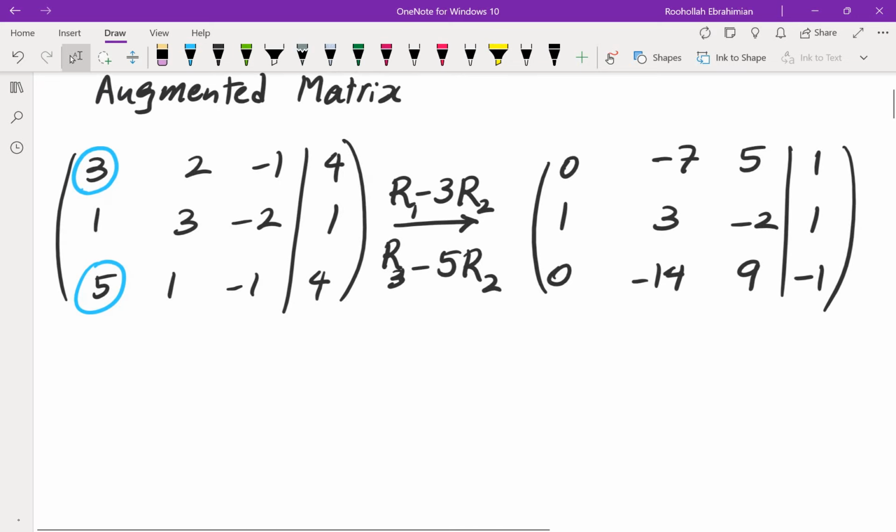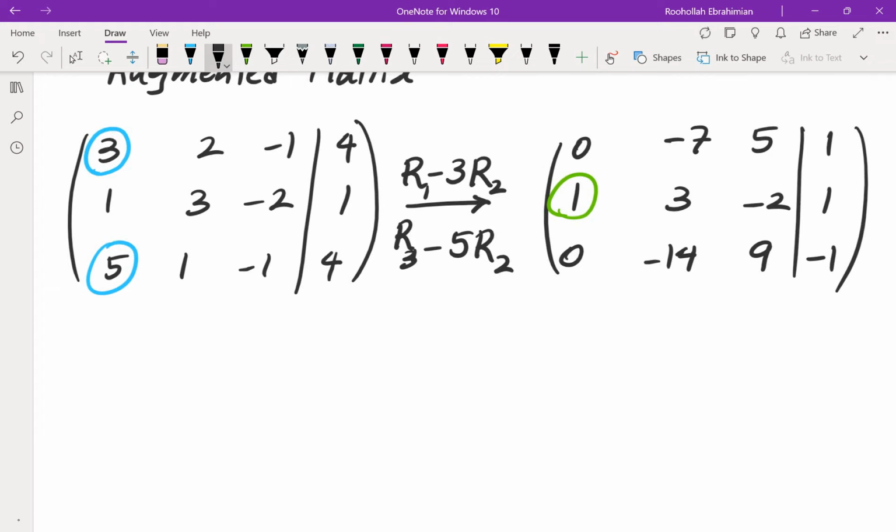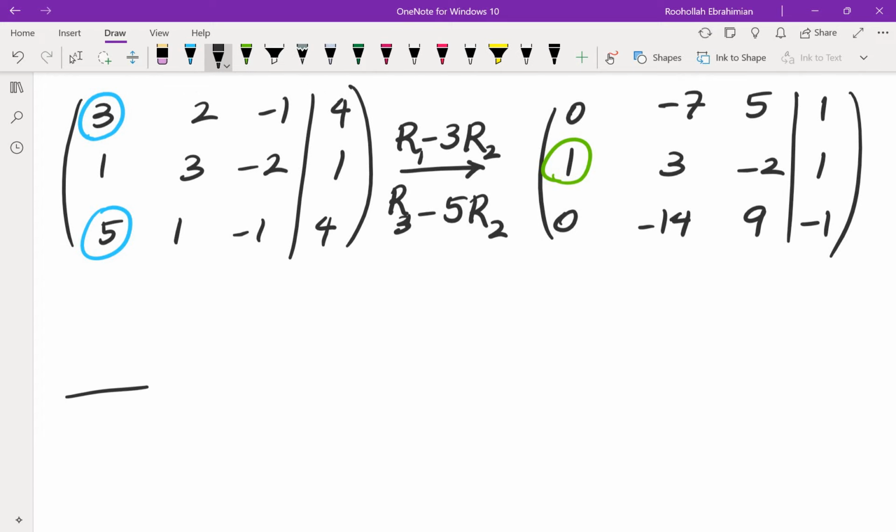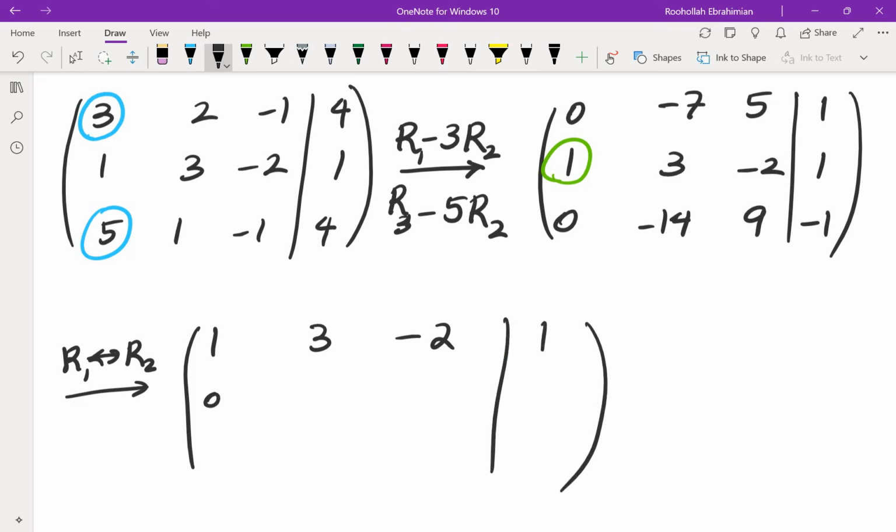Now, in order to keep things a little bit more organized and more clear, I would move 1 to the first row. This is just for the purpose of making things a little bit cleaner. So we are going to swap the first and second row. The first row becomes 1, 3, negative 2, 1. The second row and the third row are just basically what we had.